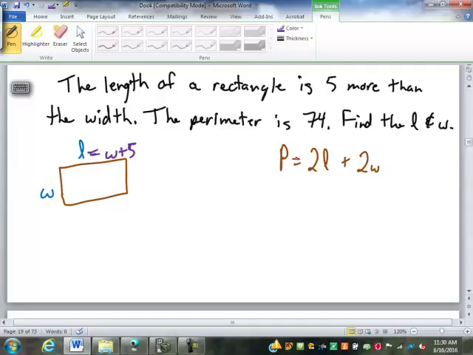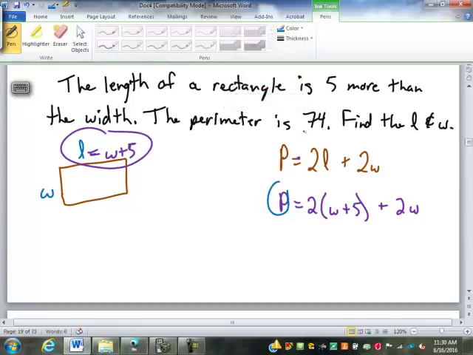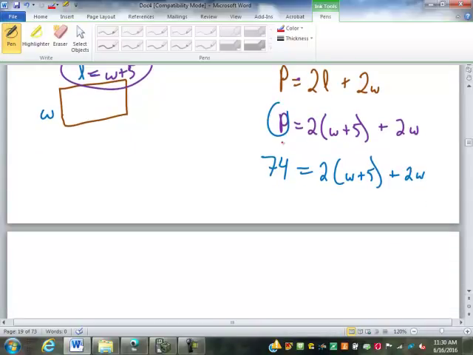So what am I going to do over here? Well, I'm going to replace the L with W plus 5. So instead of 2 times L, it'll be 2 times W plus 5. I can also replace P with 74. This also gives us a little bit of a foreshadow into our next step in solving equations. We simplified this type of expression earlier.